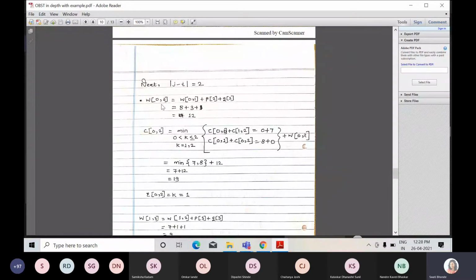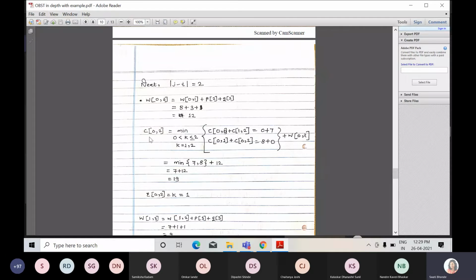So W of 0 2, how to find the value of W of I comma J? Simply W of I comma J minus 1 plus P of J plus Q of J. Here I is 0 and J is 2. It is always P of J plus Q of J. So what is W of 0 1? We have already found W of 0 1, that is 8. P of 2 is given in the problem statement, that is 3, and Q of 2 is also given, that is 1. So 8 plus 3 plus 1 will give you 12. So W of 0 2 is 12.